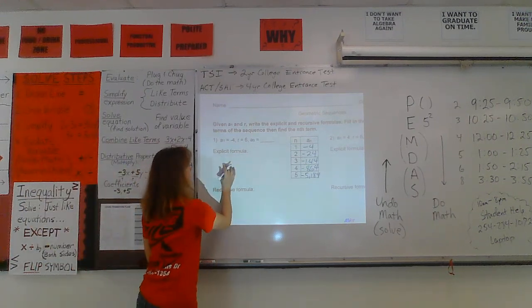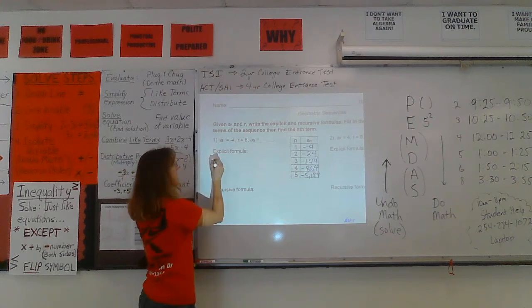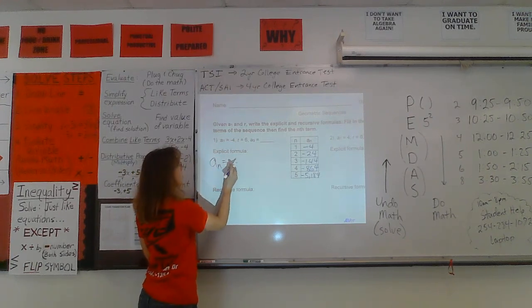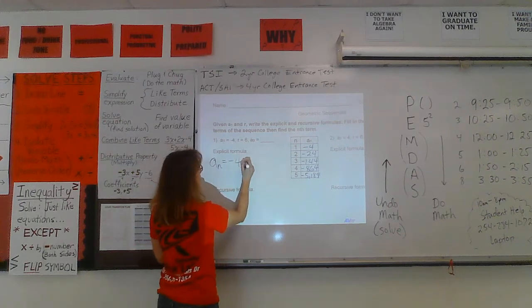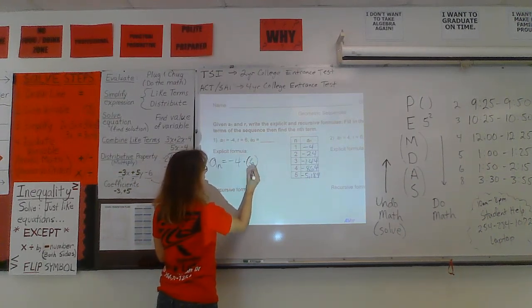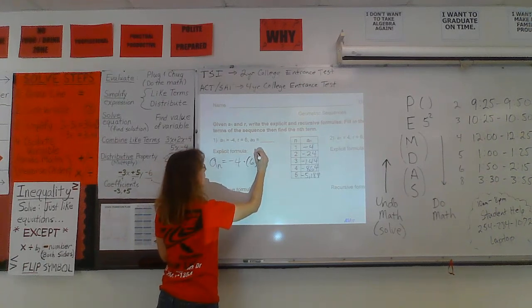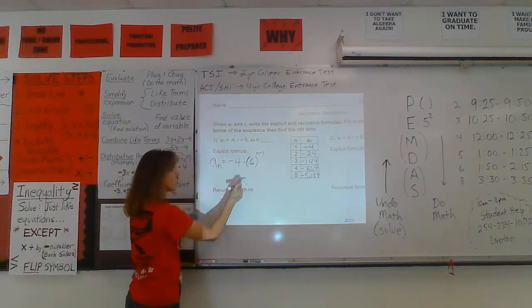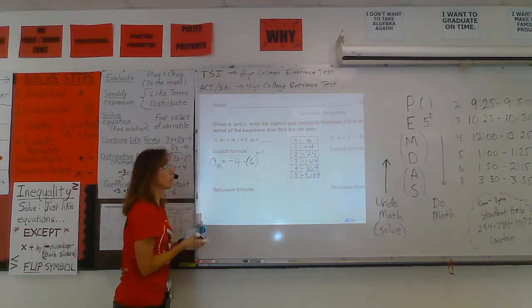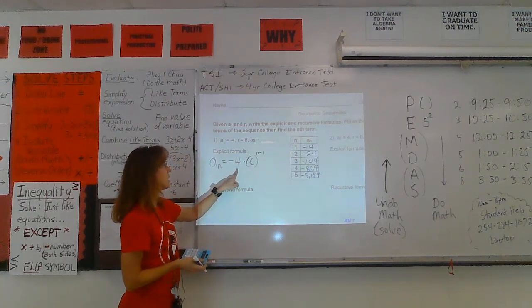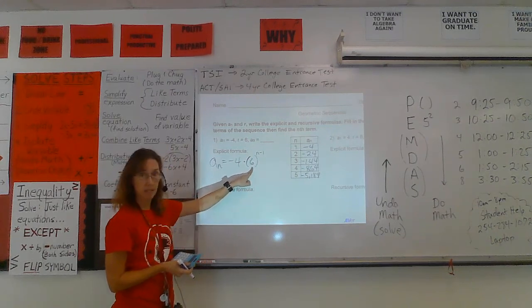Now, explicit formula. That's the one that finds any term. It's still a sub n is equal to the first term, which is the -4, times r. You could do the dot, or I would put it in parentheses just to make sure I can see it. And then up here in small, it's n minus 1. So this is the explicit formula for this particular pattern. You can see the starting number and you can see the times 6.